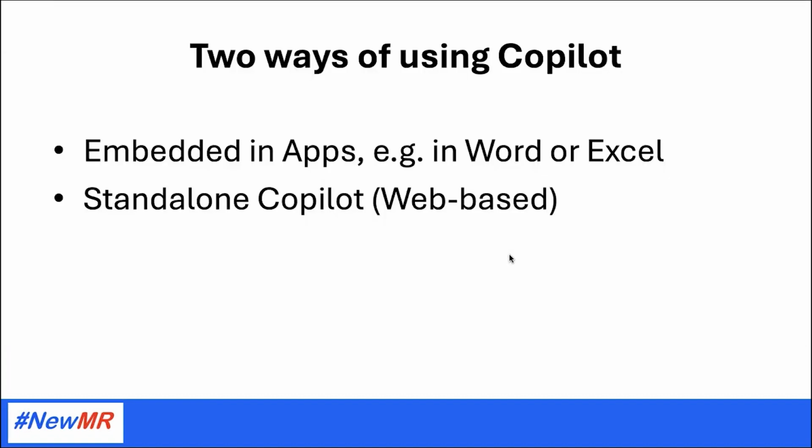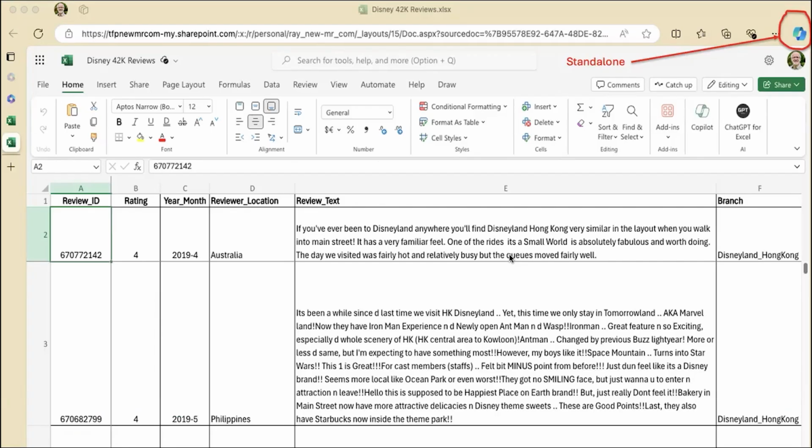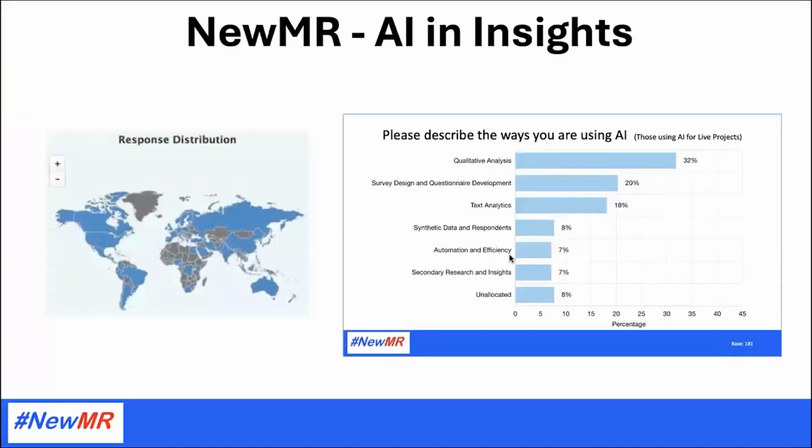There are two ways of using Copilot beyond that. One is you can use it inside the apps, inside Word, inside Excel, or you can use it as the web interface version. So that's how you would get the web interface version, that icon at the top, and this icon that's in the ribbon, the main place where all the other buttons are, is how you'd use the internal version. So this is the external version.